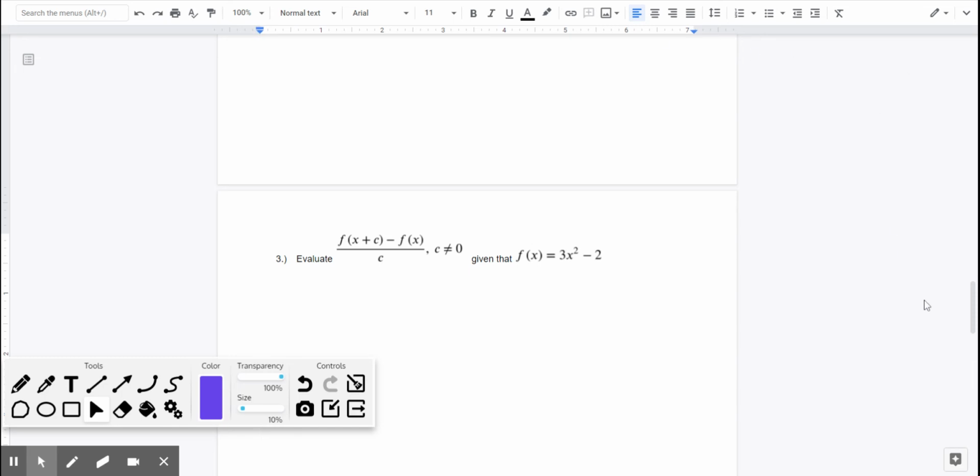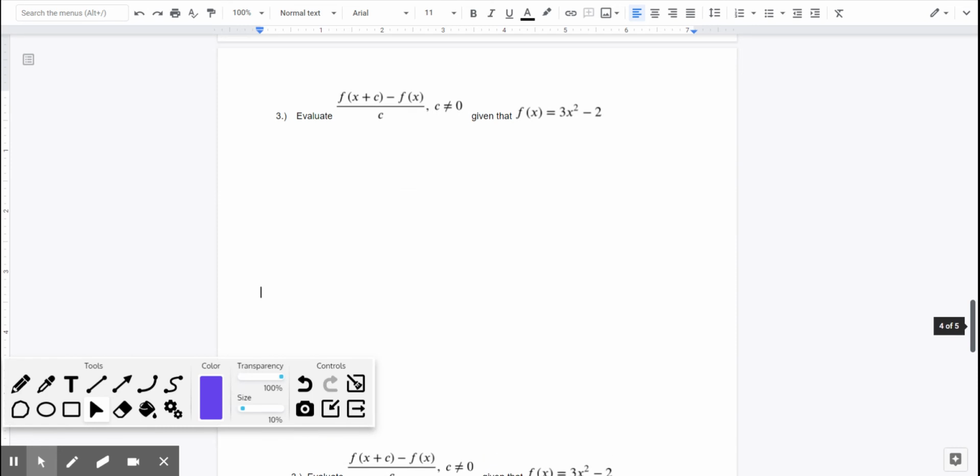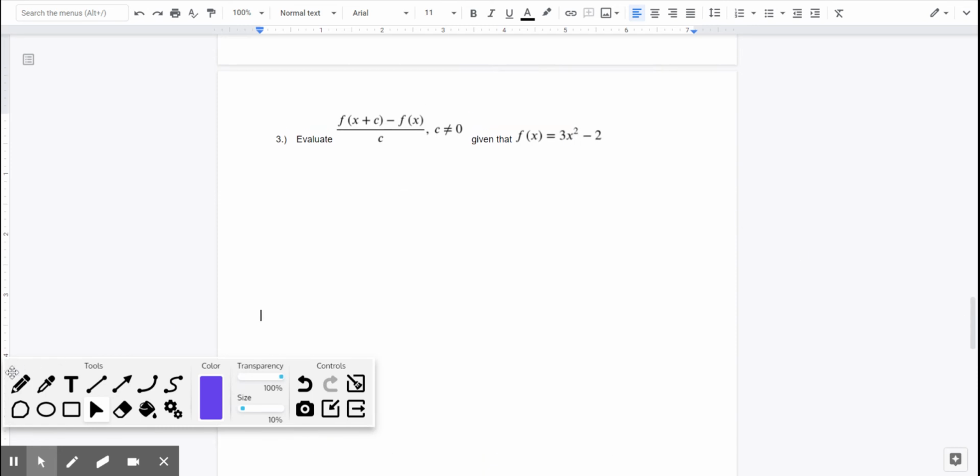So this time I used c instead of h, and I made up a quadratic for us. And in order to do this problem, we're going to need to find f of x plus c and f of x. So f of x is given. As a matter of fact, if you wanted to, you could even put that in right now. So it's 3x squared minus 2 all over c. I'm going to grab a different color for that minus sign because I want to accentuate that there's a minus there. Because when you replace with two terms, you're going to have to distribute the negative.